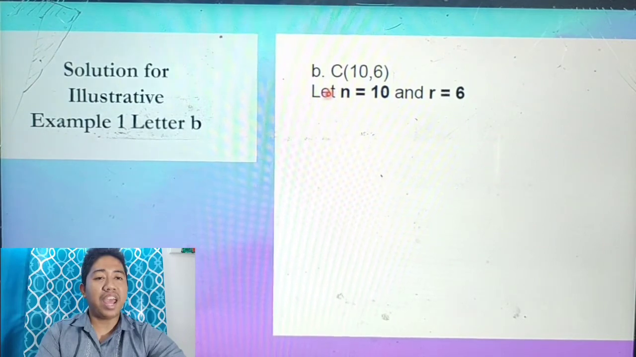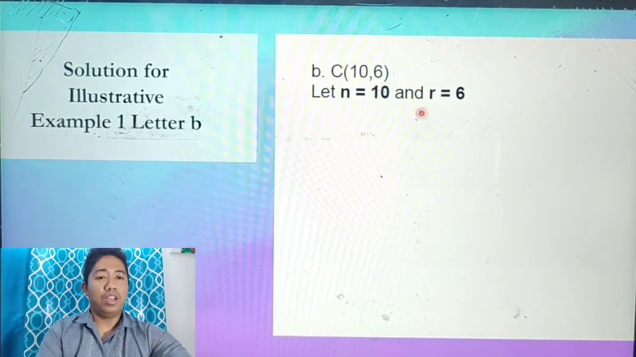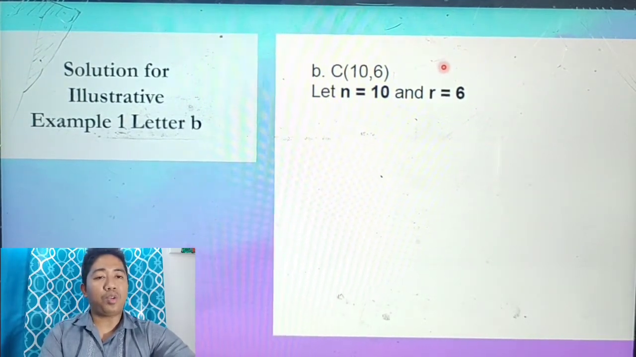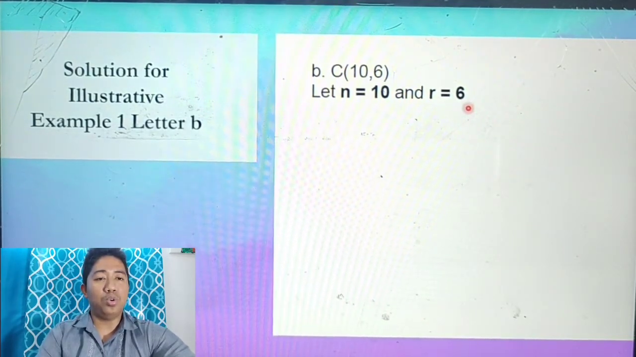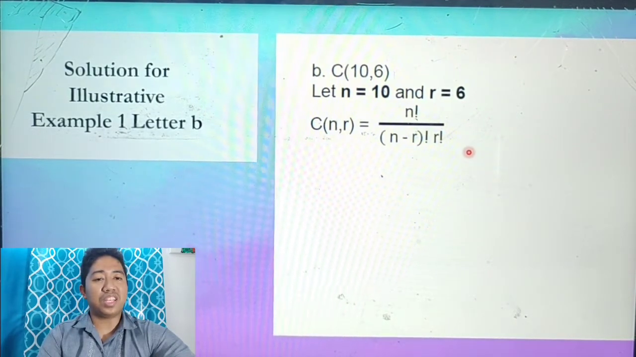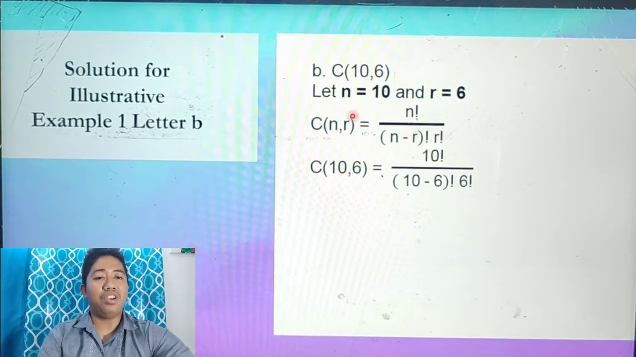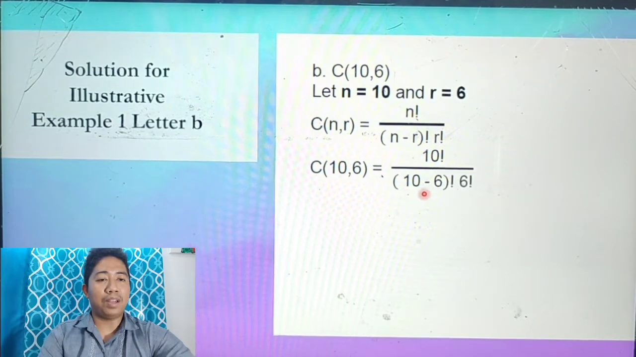How about given the combination of 10 taken 6 at a time? So we all know that the value of n is greater than or equal to r. So we let n, which is the larger value, equal 10, and r equal 6. By using the formula in the same manner as the previous example, we substitute the value of n and r. So it becomes 10 factorial all over 10 minus 6 factorial times 6 factorial.